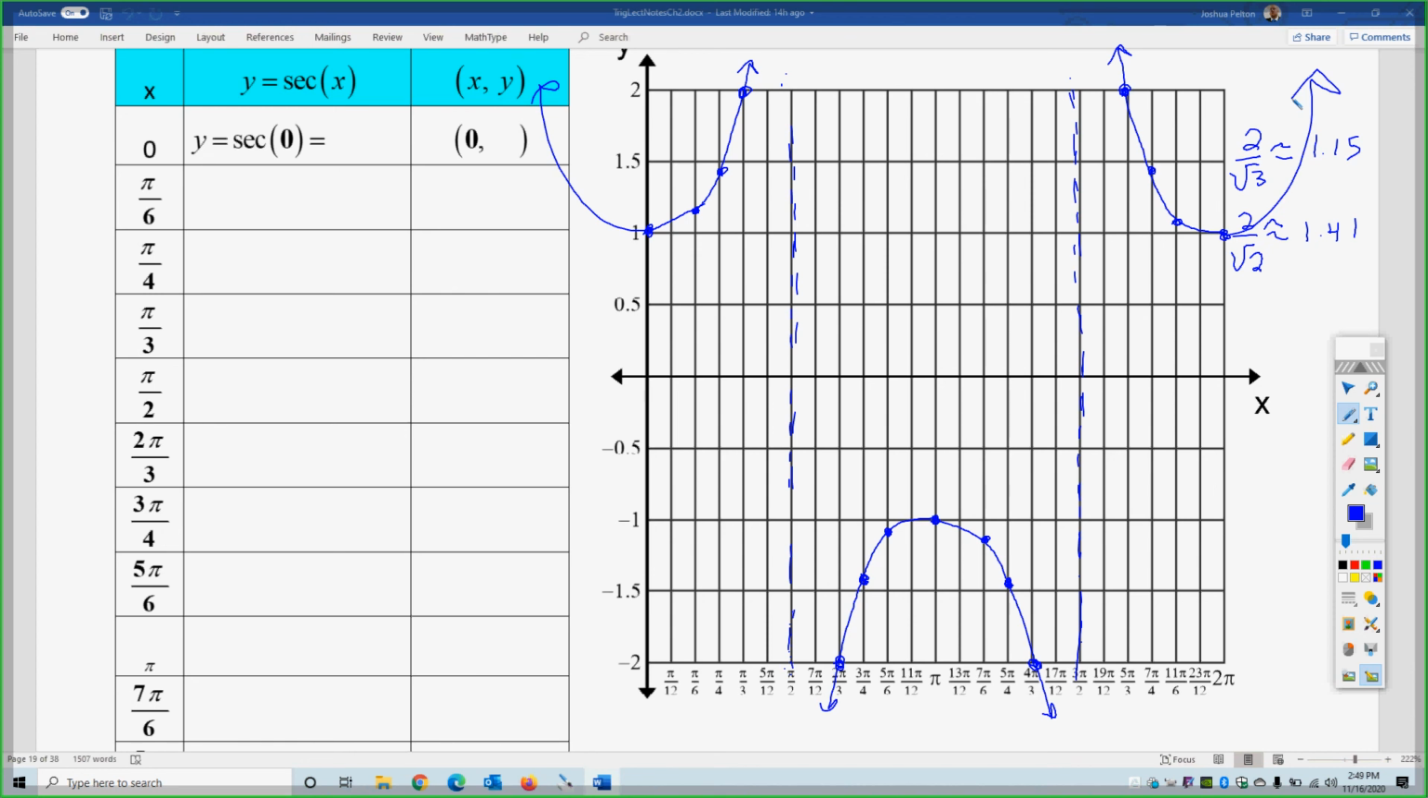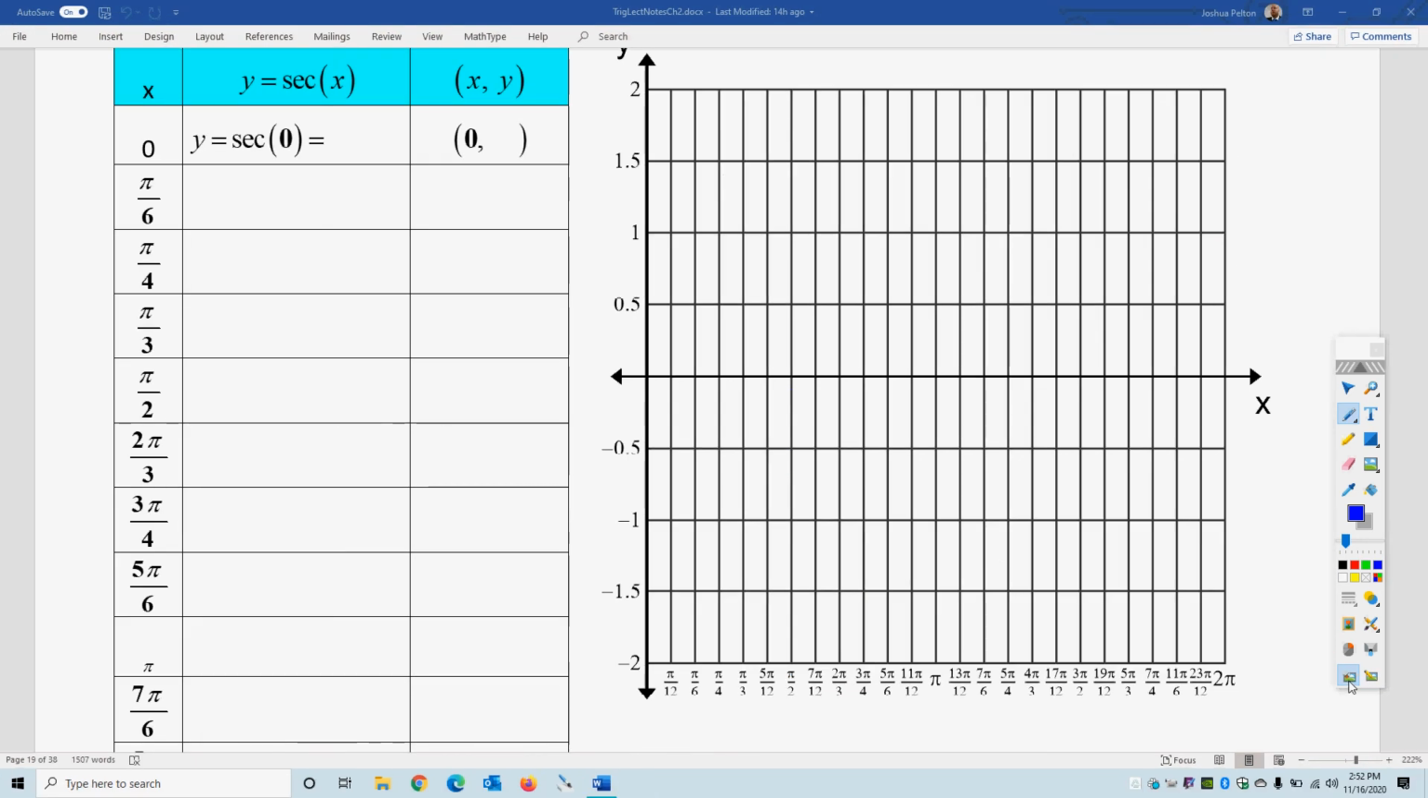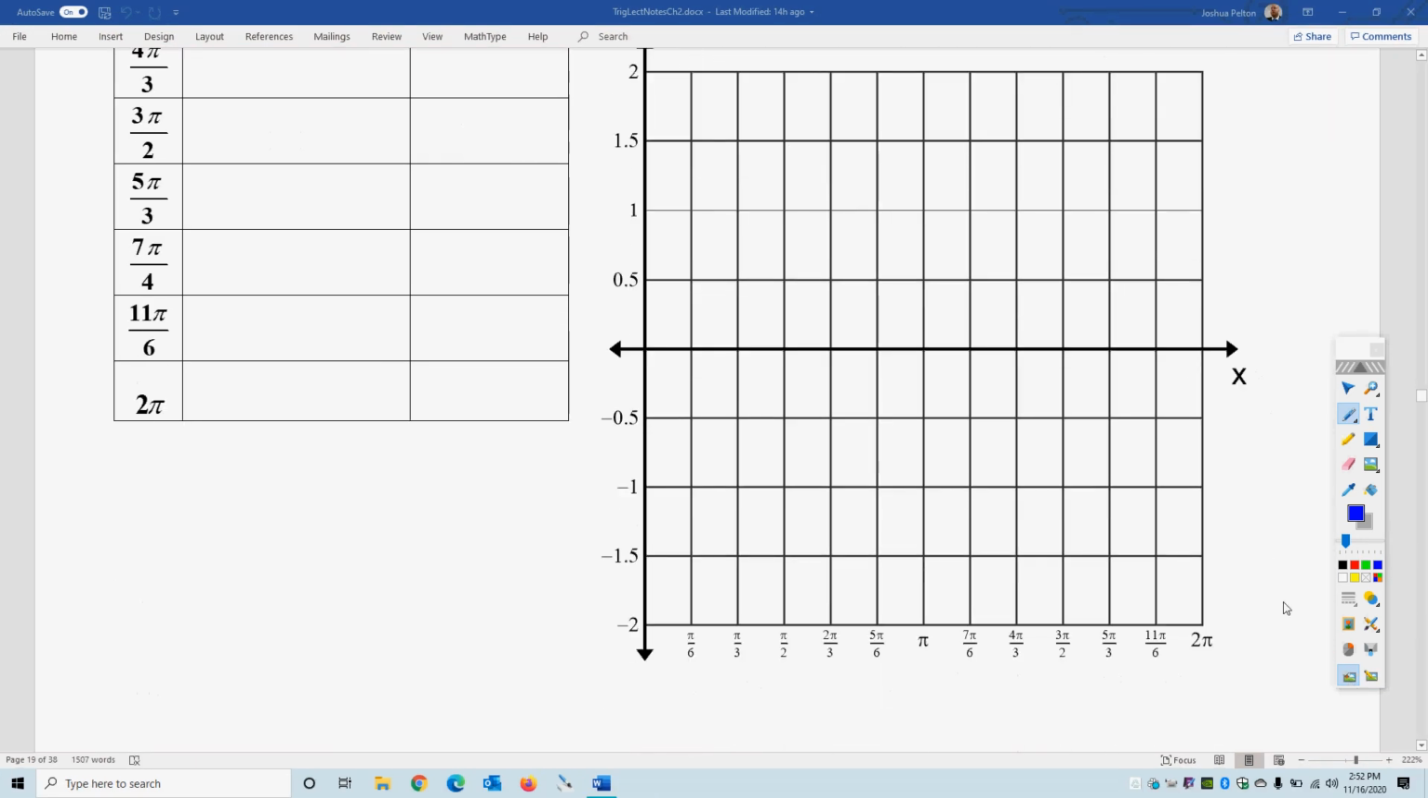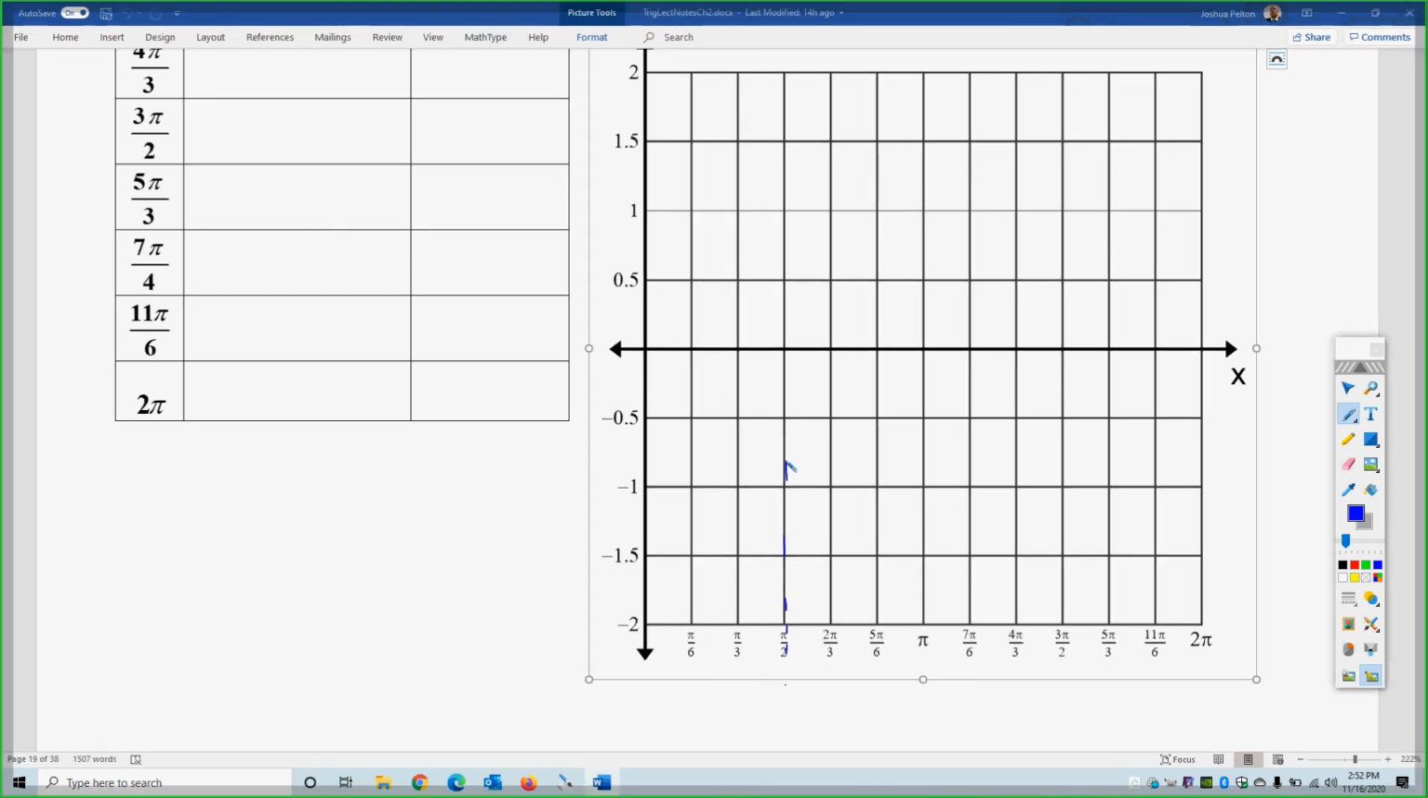We can just do the ones that are 1 and 2 and negative 2 and negative 1. That'd be a lot quicker graph. So instead of doing it by twelfths, I'm going to do it by sixths. So again, same thing is true, that every half pi there's an asymptote. Oh, that didn't work. Let's see if I can try that again. There we go. So every half pi is an asymptote.